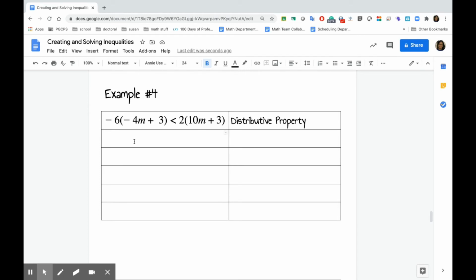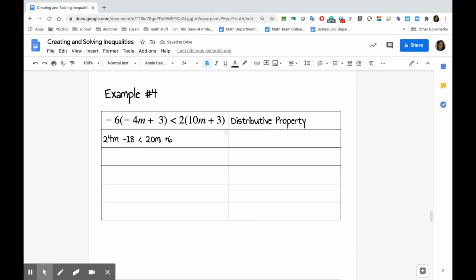Negative 6 times negative 4m will be equal to 24m. Negative 6 times 3 is negative 18. And then less than, 2 times 10m is 20m. And then 2 times 3 is 6, so it will be plus 6. Next, we put all the variables on one side and the constants on the other side.